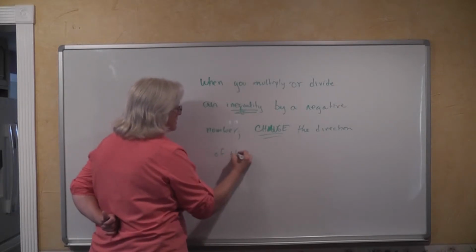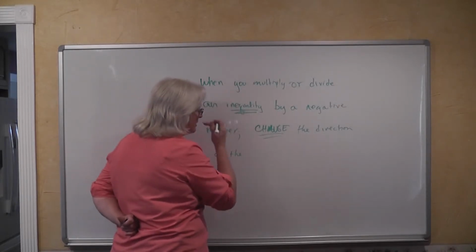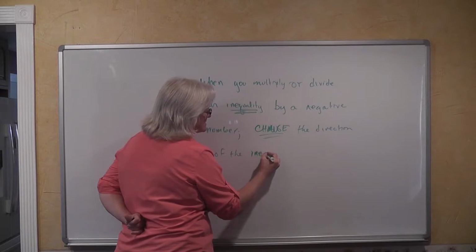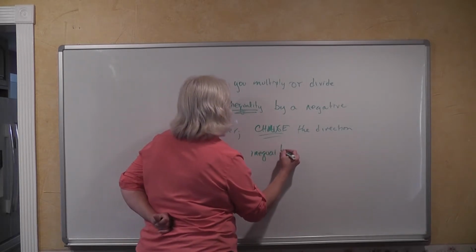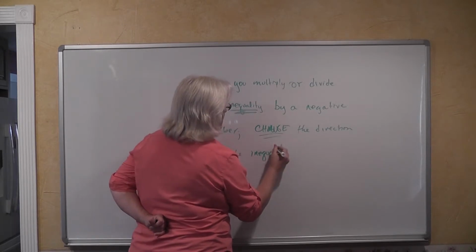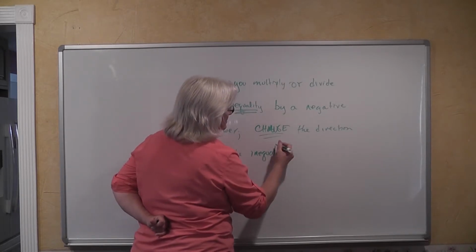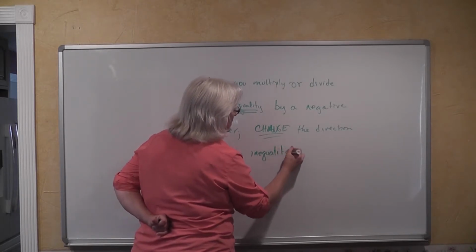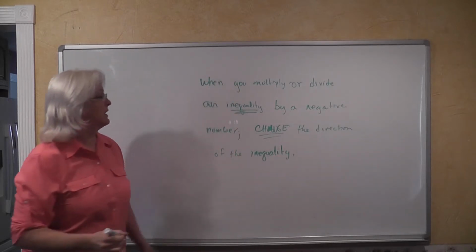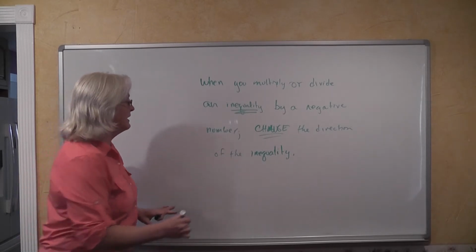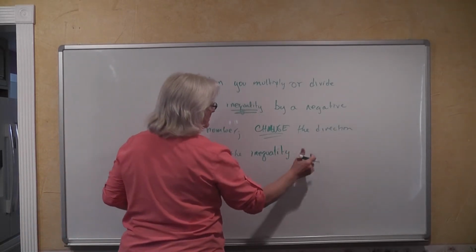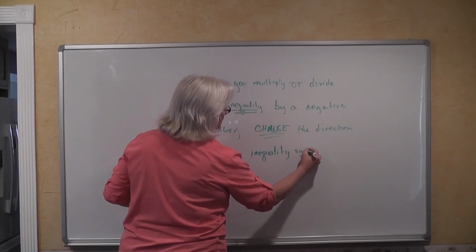This is not optional. If you do not change it, you will have a statement that is not true, and you won't be able to solve your inequality properly. Okay? When you multiply or divide an inequality by a negative number, change the direction of the inequality symbol.